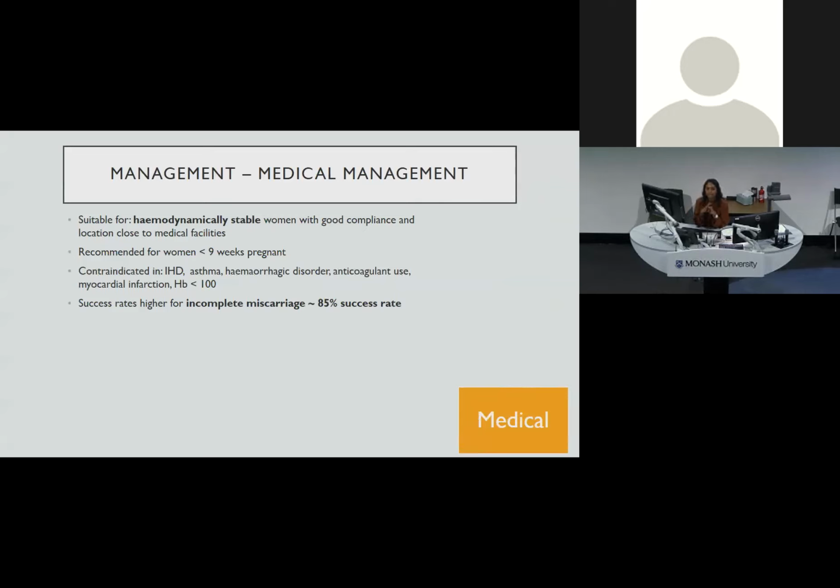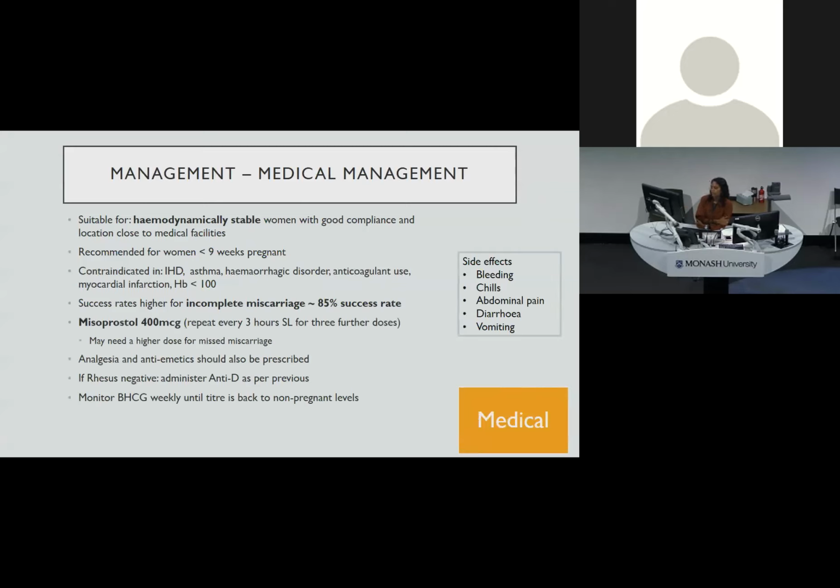There's generally about an 85% success rate associated with incomplete miscarriages, particularly because medical management is most appropriate for that form of miscarriage. However, there is a risk that you will need surgical management associated with that.